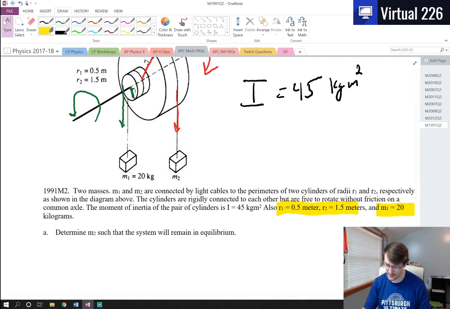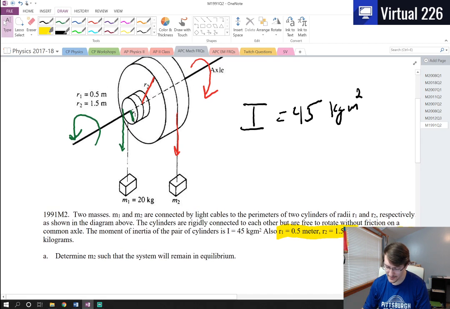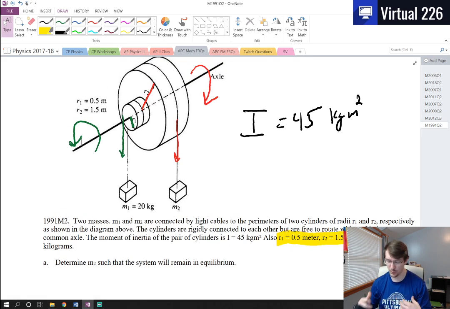Now, if you're not really thinking, you just might say, hey, it's got to be 20. If 20 is pulling this system and causing it to rotate in one direction, then 20's got to be acting on the other. And that's immediately going to send you down the wrong track. It can't be equal to 20 because of the idea of torque.